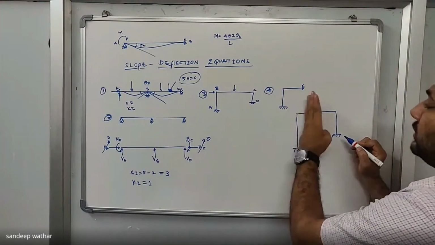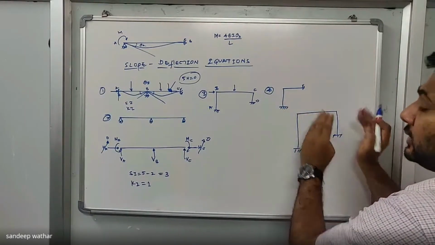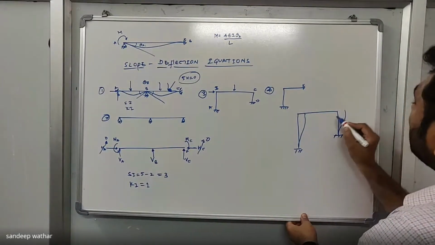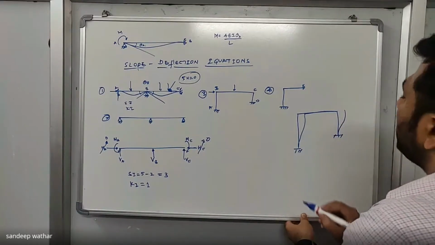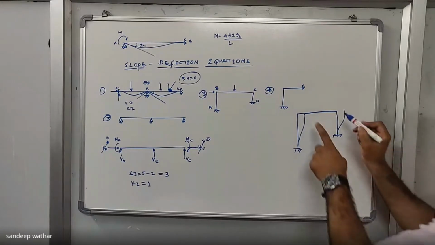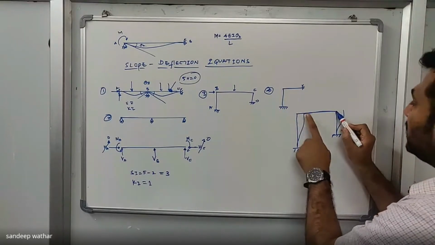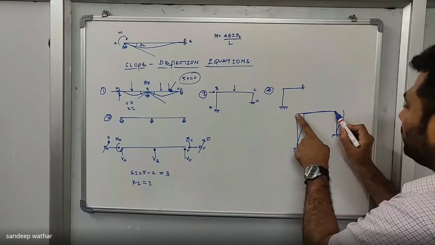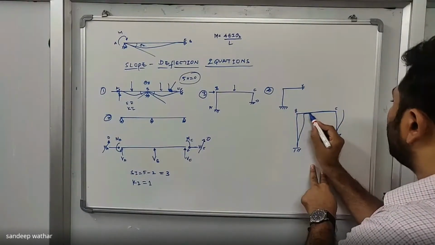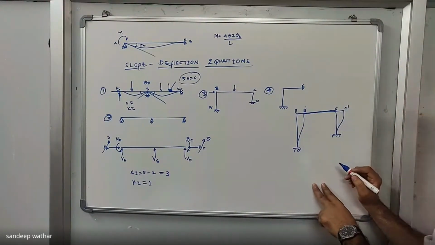If I apply some force here, what will happen? This will translate like this. But whenever it translates, this member will not be subjected to compression or change in its length. Assume that this member will not change its length because of the application of force. So this entire beam, which was in this position, let me call this B and this is C, will get shifted like this to B dash and C dash, right?